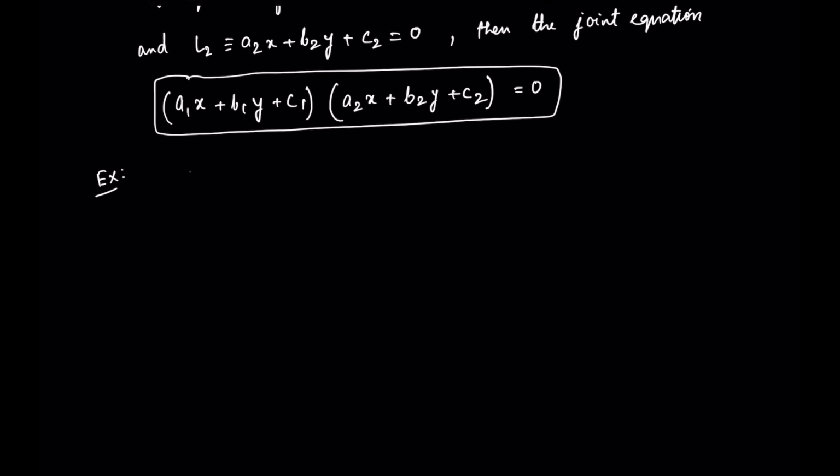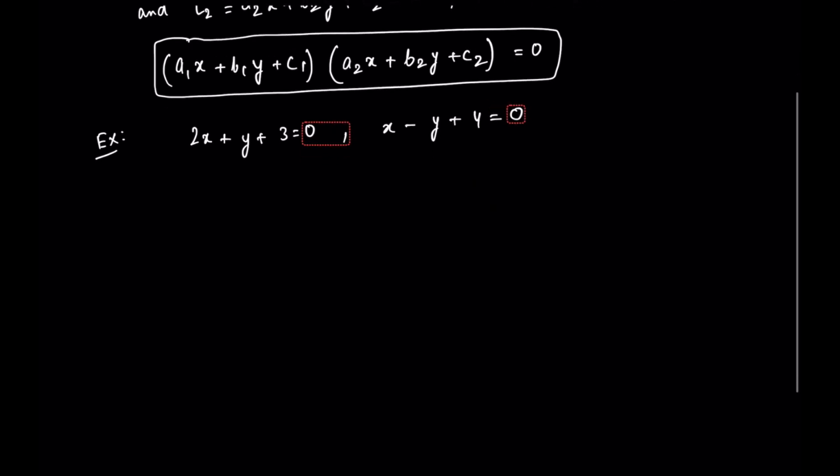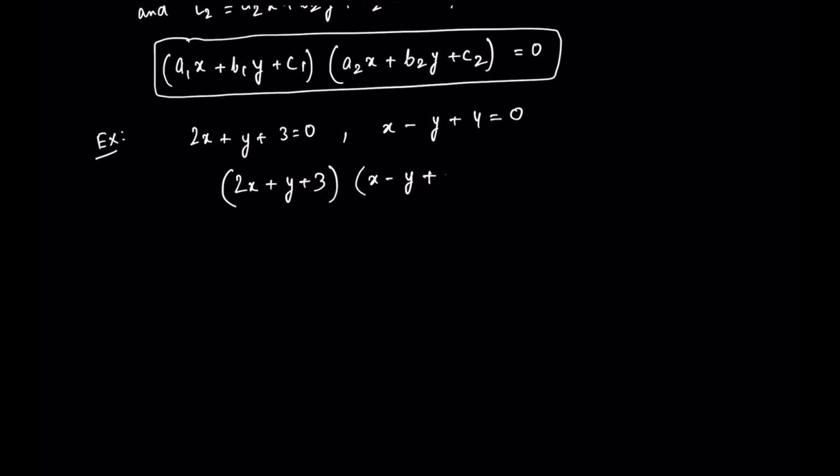Multiplying these two. Say for example, the equation of one line is 2x plus y plus 3 is equal to 0. And another is x minus y plus 4 equals 0. These are two lines. So now what will the combined equation, or the equation of the pair of straight lines, become? Just multiply: 2x plus y plus 3 multiplied by x minus y plus 4 equals 0. Correct? This is the joint equation. Let's try and solve it.